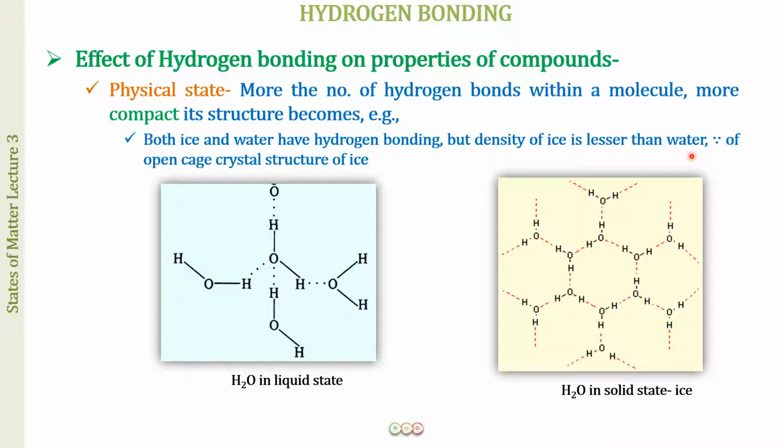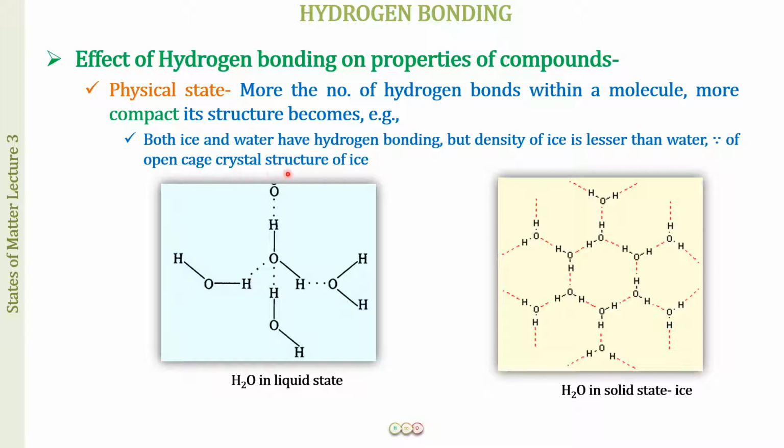Right? So this is one question that is asked in the examination. Why is the density of ice less than that of water? Or another question that is asked is, why does ice float on water? Ice floats on water because the density of ice is less than that of water. But now, why is the density of ice less than water? Well, this density is less because of the open cage crystal structure of ice.